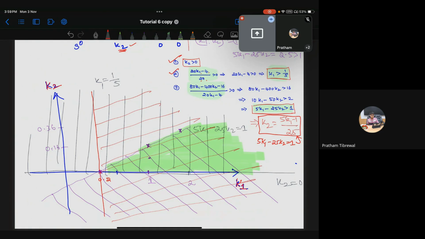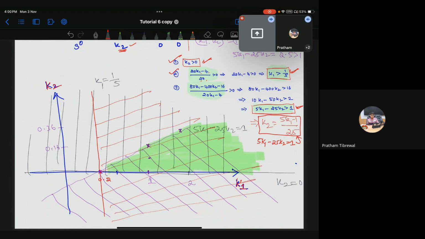Okay, x-axis is k1, y-axis is k2. So we have three conditions, 1, 2 and 3. What you need to do is find the common region between k1 and k2 which satisfies these three conditions. That is our problem, correct?